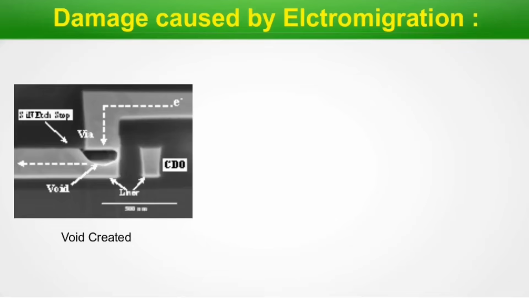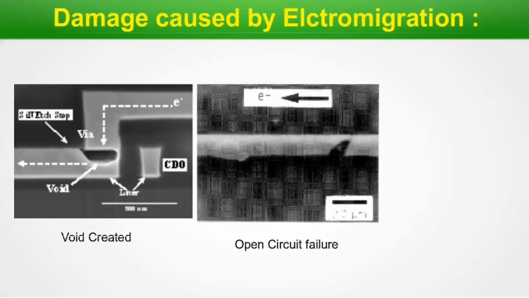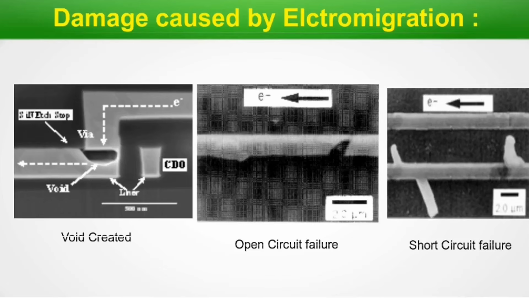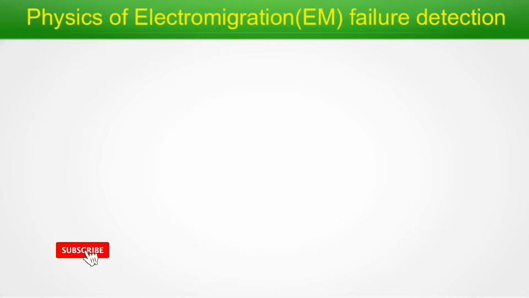Now let's see in VLSI how the damage is caused. In this photo, we can see a void getting created in a metal via connection. This will cause an open circuit in the long run. Here in a single metal wire, we can see it is causing an open circuit failure. Here we can see hillocks getting created, and they will finally join two parallel metal lines, causing short circuit failure. So we have just seen the physics and what damage it causes.